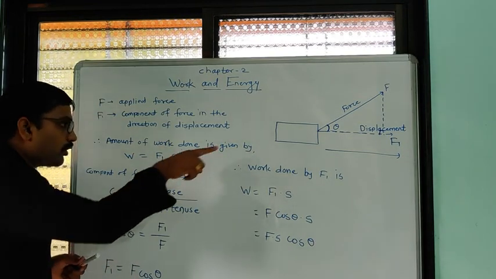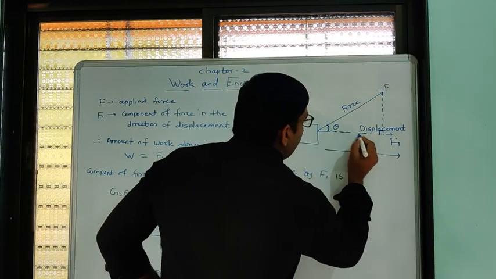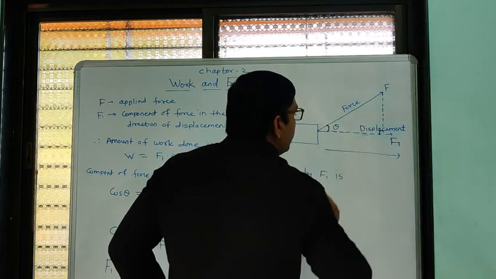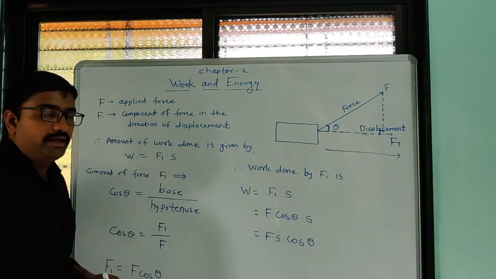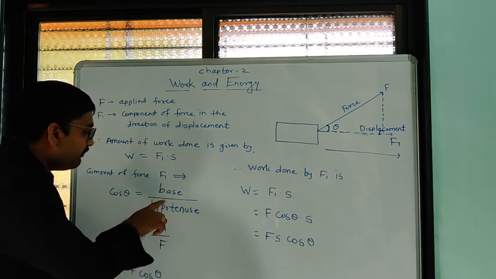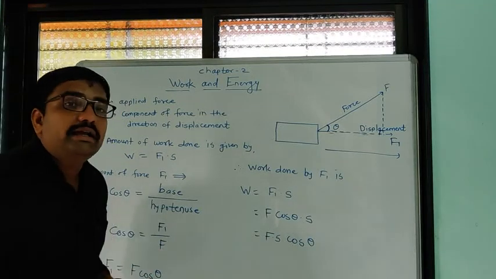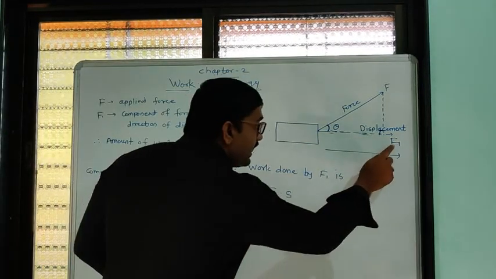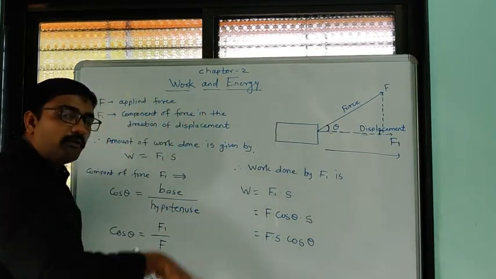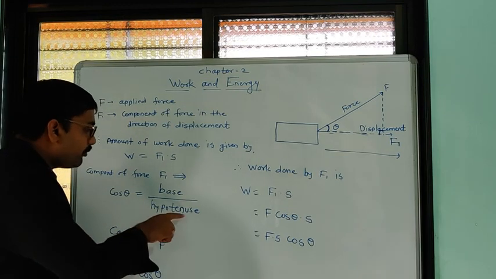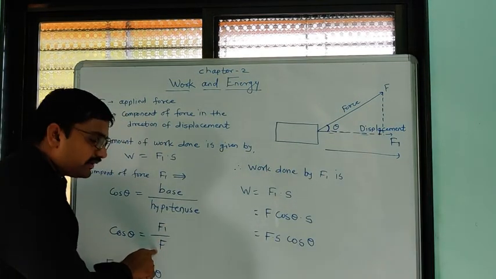So cos theta is given by base upon hypotenuse. This is the base of the triangle and this is the hypotenuse of the triangle. So cos theta will be equal to base upon hypotenuse. Now the base is the component of force in the horizontal direction, which we already called F1. So our base is simply F1, the component of force in the horizontal direction. And the hypotenuse is the applied force direction, so the hypotenuse is nothing but F.